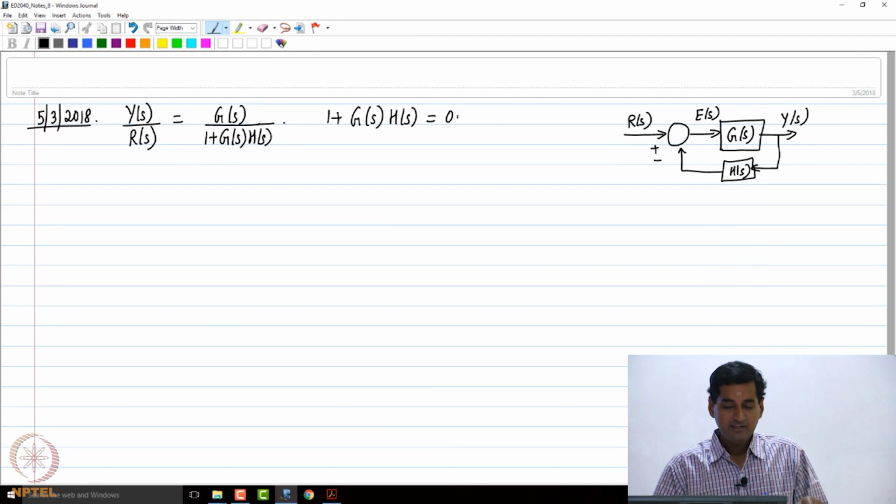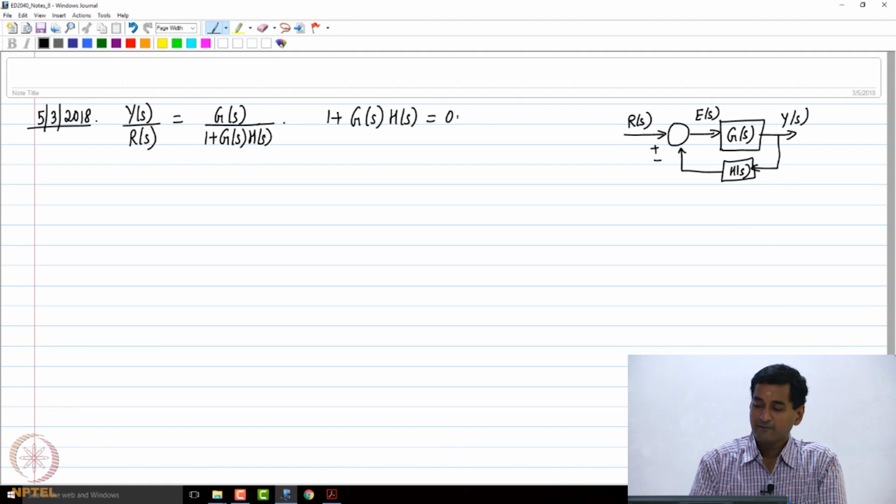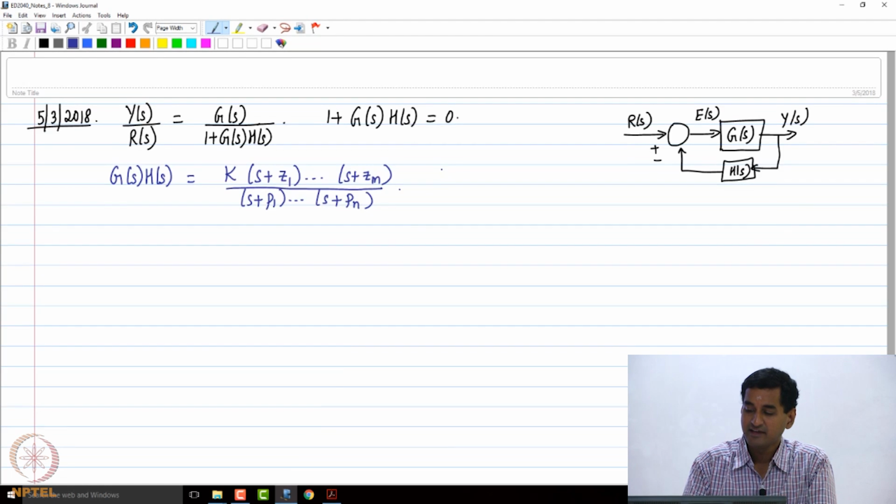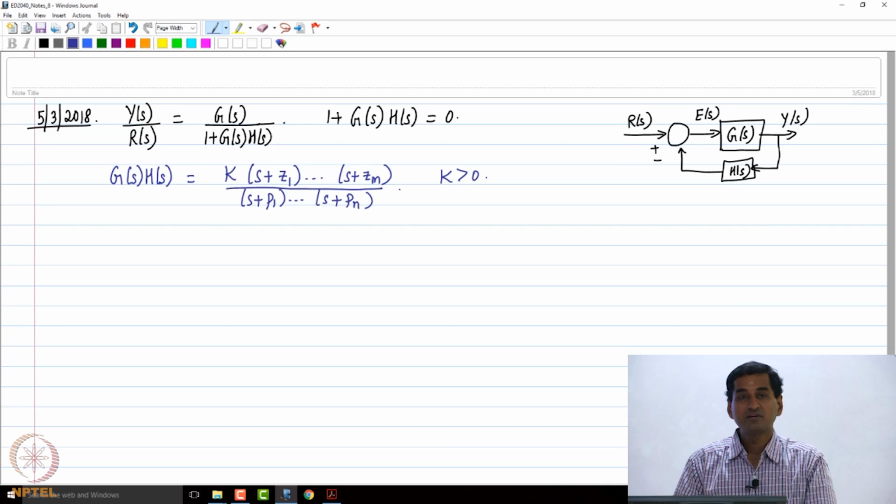Consequently, what we looked at was what happens to the roots of this equation as we vary a parameter. We considered the open loop transfer function G of s H of s to be k times s plus z1 all the way till s plus zm, divided by s plus p1 all the way till s plus pn. Of course, first we considered k to be greater than 0. That is what we have looked at.